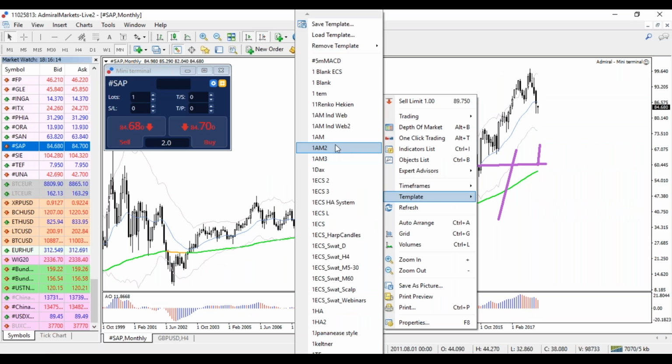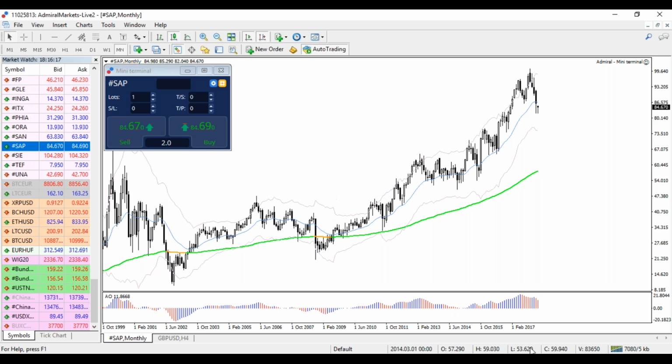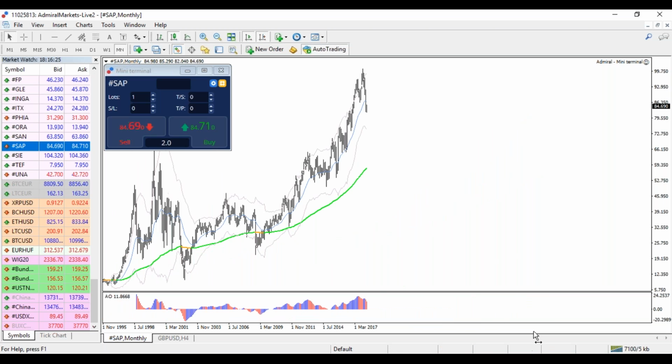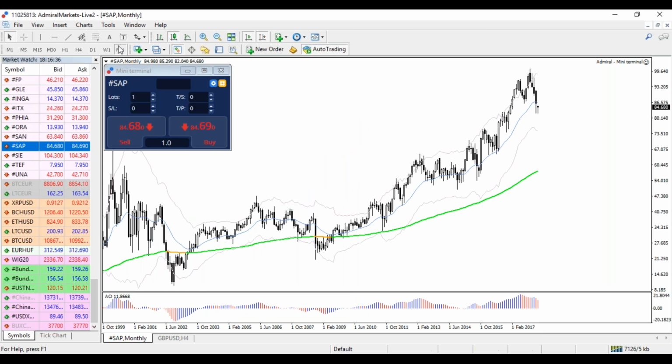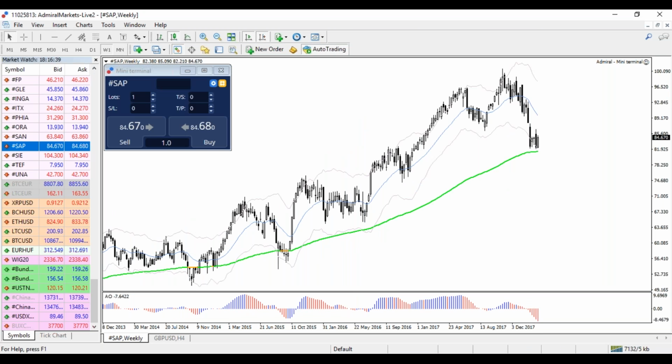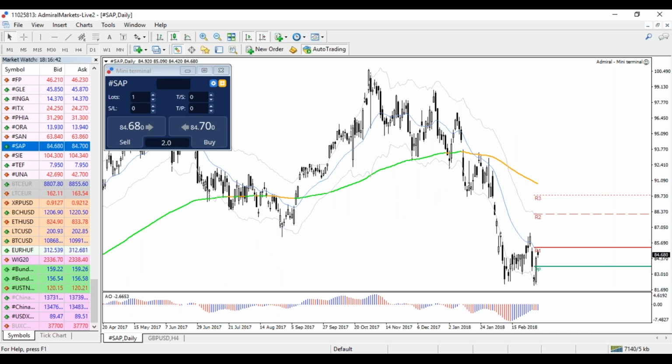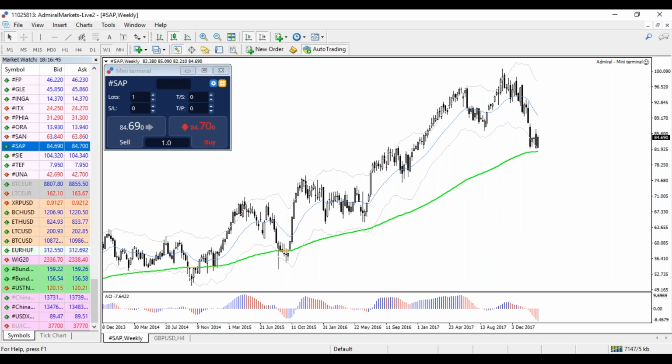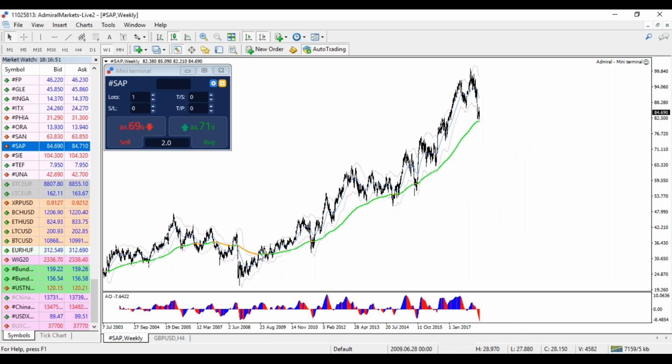Let me renew this template. There we go. Pretty good bull run indeed. Does look like it's at the long-term moving average. So far, the long-term moving average has held ever since the Great Recession.